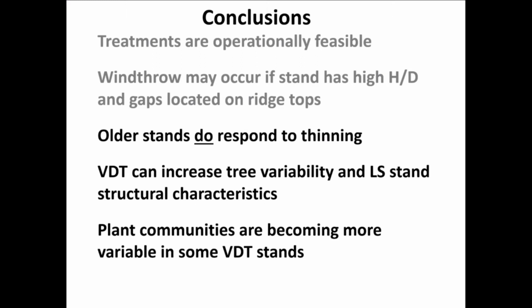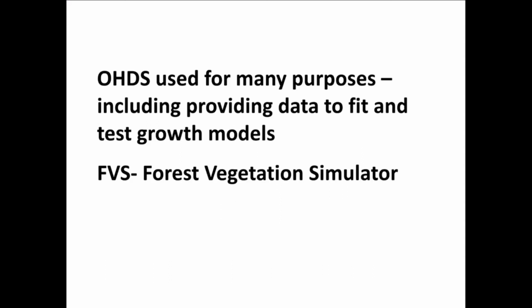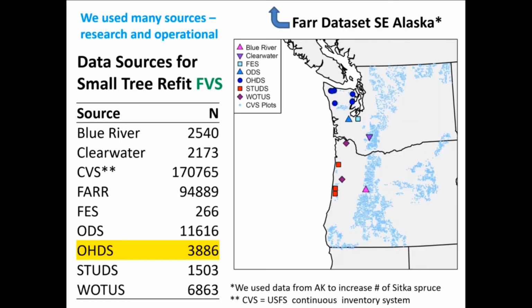Windthrow may occur if the stand has a high height diameter ratio and the gaps are located on ridge tops. We had this on just a few of our plots. It was not a major problem. But we can conclude that the older stands do respond to thinning. Variable density thinning did increase tree variability in growth rates and in structural characteristics, crown length, and in the development of mid-story trees. And the plant communities are becoming more variable in some of the variable density thinned stands.